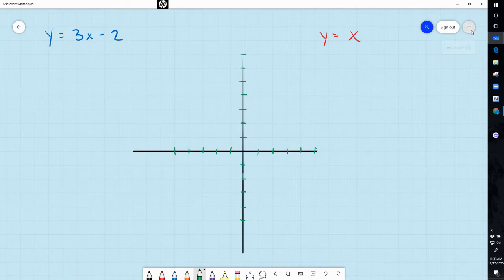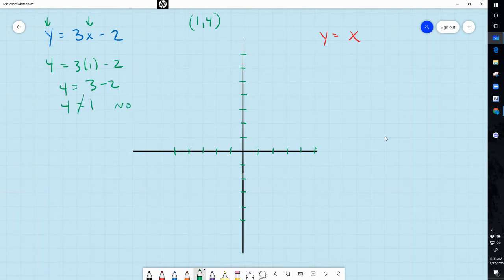Let's say we ask: does the point (1, 4) lie on the graphs? Is it on either one, or on both at the same time? So you would plug in 1 for x and 4 for y. 3 times 1 is 3, and 3 minus 2 is... does 3 minus 2 equal 4? No, 3 minus 2 equals 1. So this is not true.